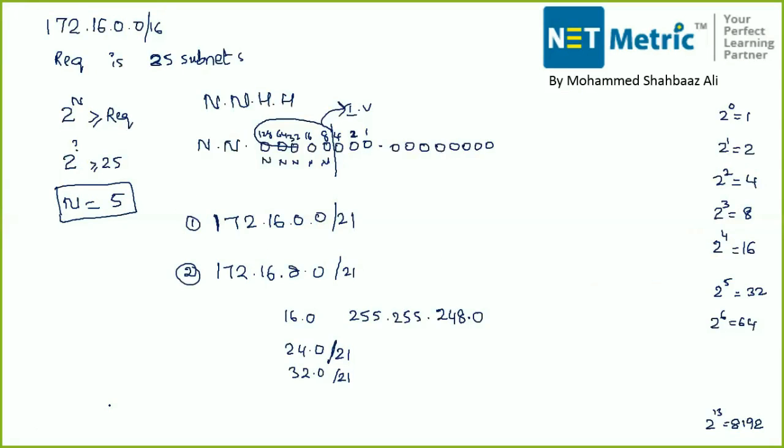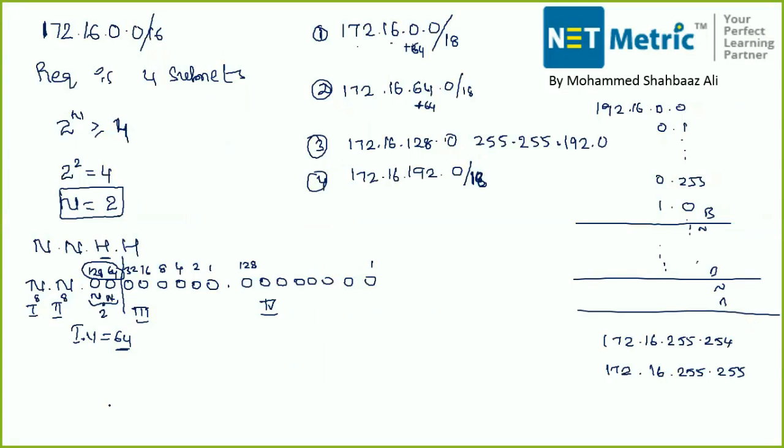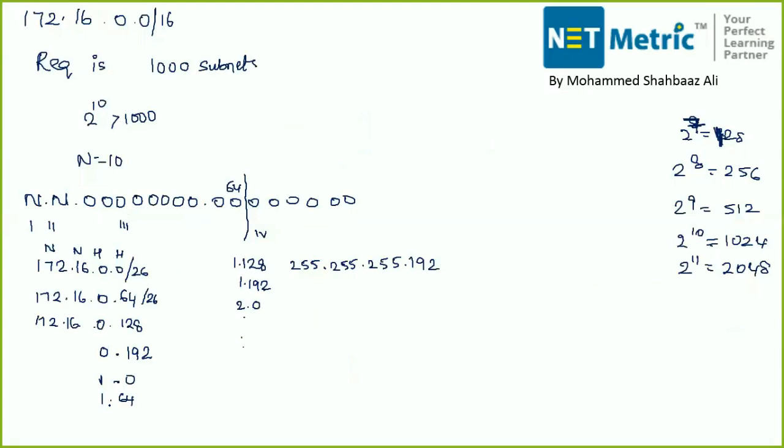Now the next method is subnetting based upon the host requirement. And before that, this will be the first subnet. Then what will be the last subnet and how many subnets will you get? Are you able to see my screen?